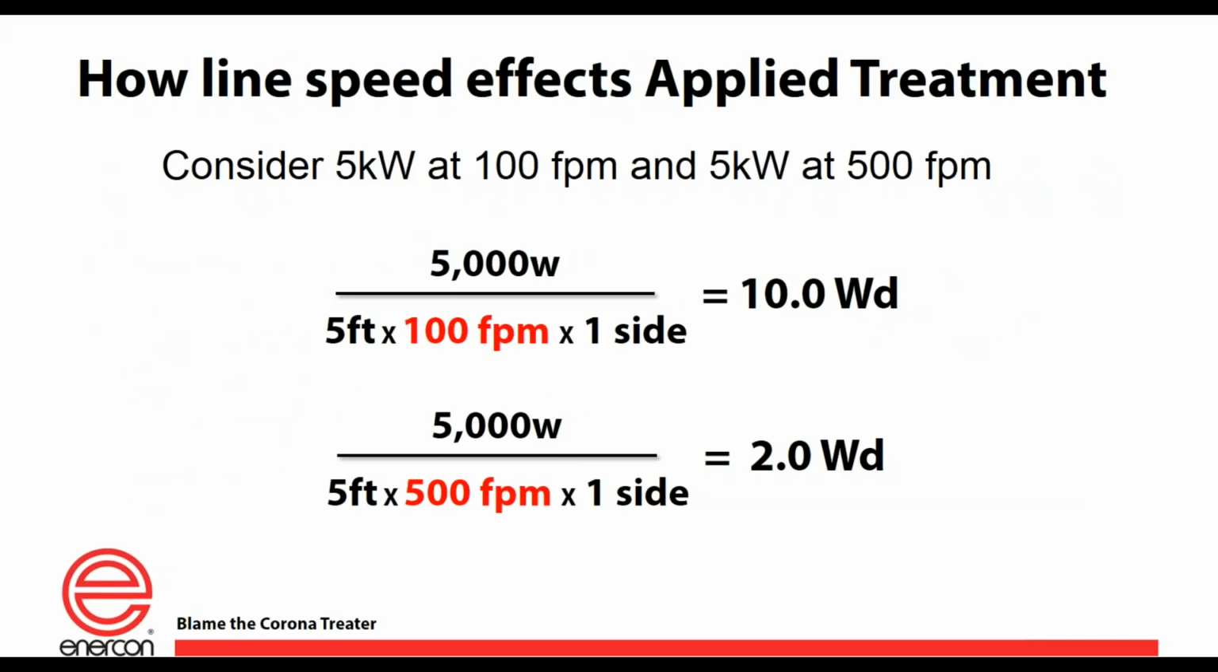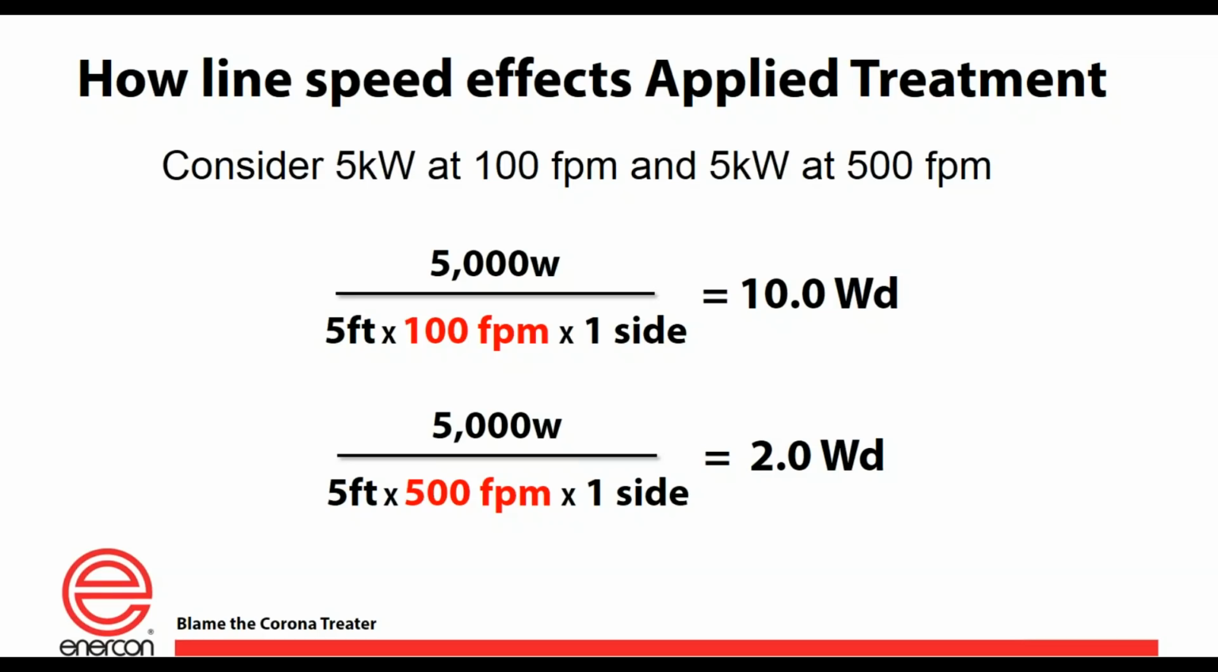I'm getting a bit ahead of myself. But in any event, here's a great slide that illustrates this in the same way. And we're going to cover this same formula going forward. But take a look at what we've got here. You've got a 5,000 watt, or 5 kilowatt, power supply, a 5-foot electrode. We're running 100 feet a minute, one side. That's a watt density of 10. In the other example, we increase the line speed by a factor of 5. So that cuts the watt density in half, or more than half, actually. So you can see here you have a watt density of 2.